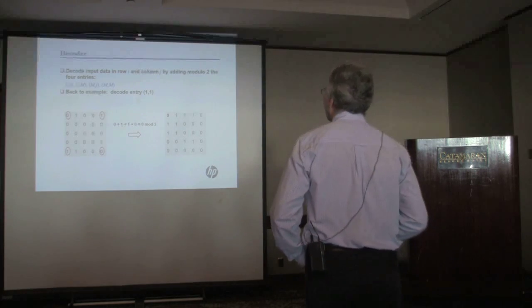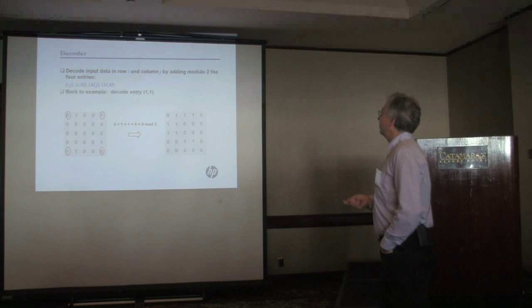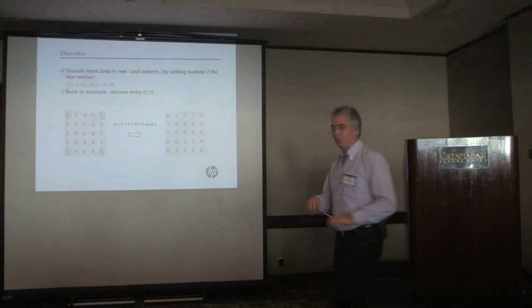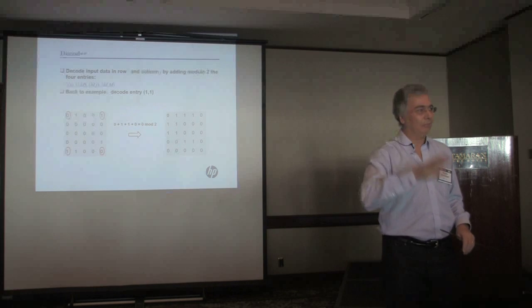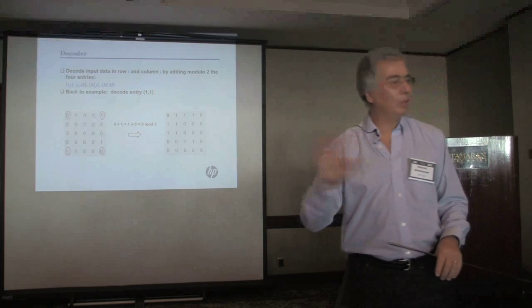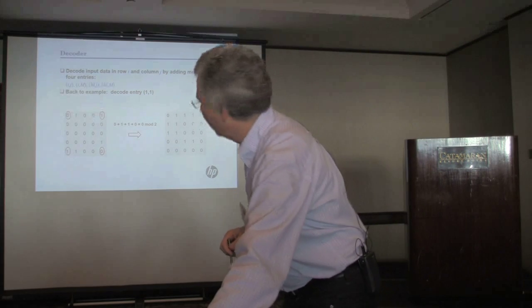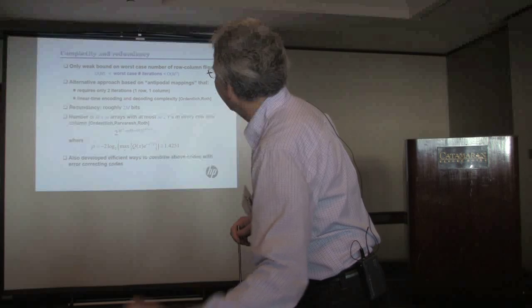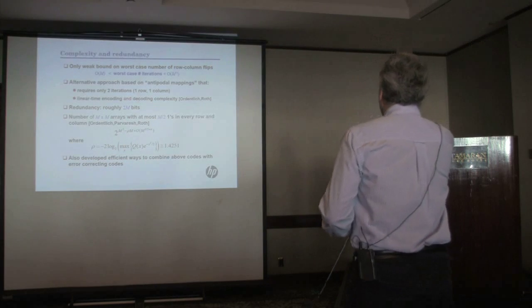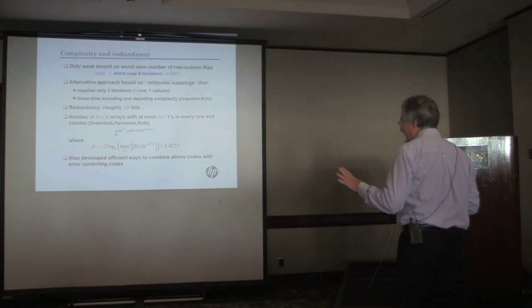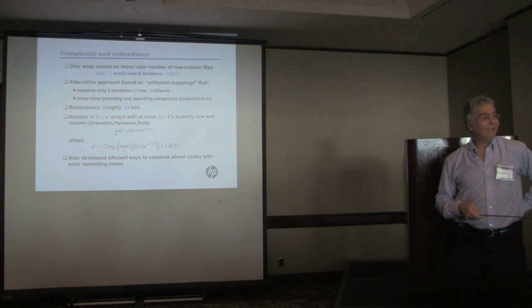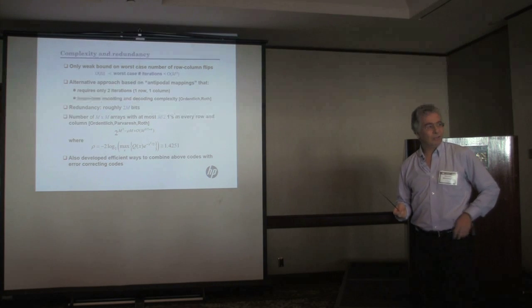Now, the decoder, and I'm not going to go through the example now, is done very simply. You have to add modulo 2 four bits. That's it. So the decoder is trivial. And I'm not going to go through the example. So the only complexity problem could come in the encoder. The decoder is really trivial.